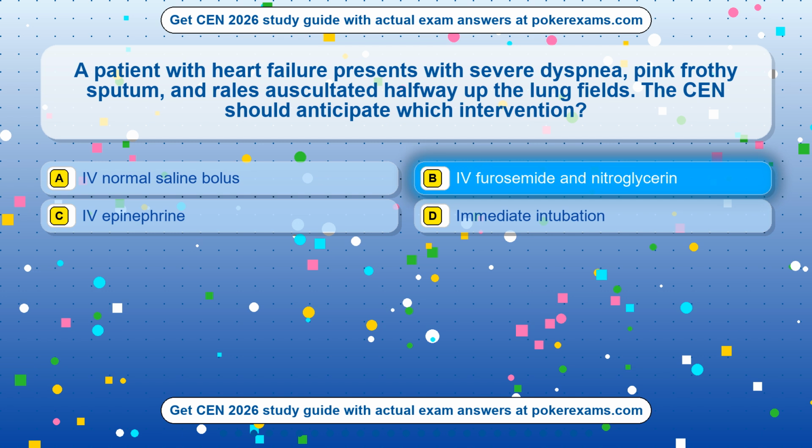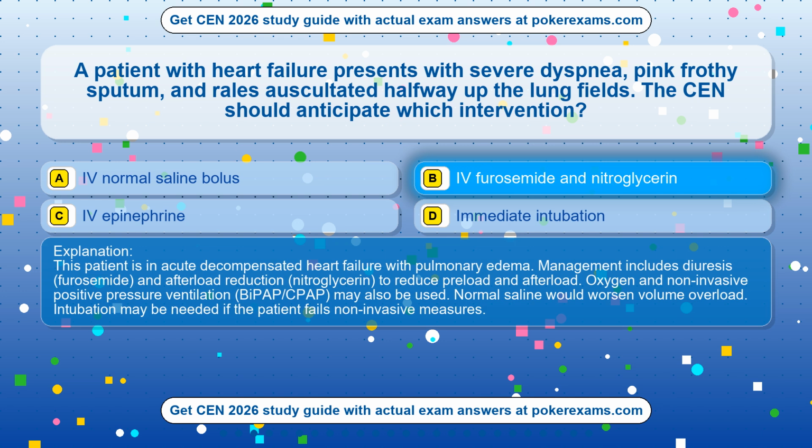Furosemide and nitroglycerin. This patient is in acute decompensated heart failure with pulmonary edema. Management includes diuresis, furosemide, and afterload reduction, nitroglycerin, to reduce preload and afterload. Oxygen and non-invasive positive pressure ventilation, BiPAP/CPAP, may also be used. Normal saline would worsen volume overload. Intubation may be needed if the patient fails non-invasive measures.